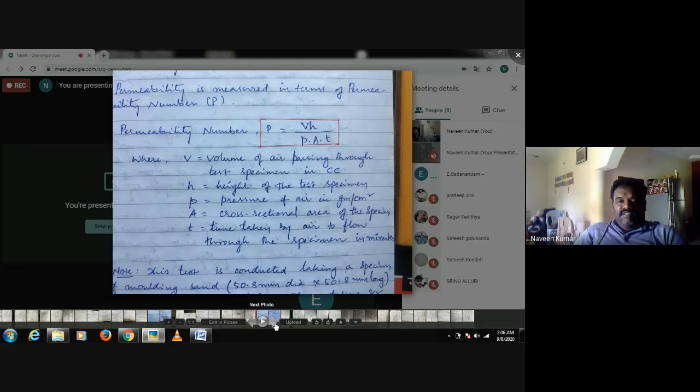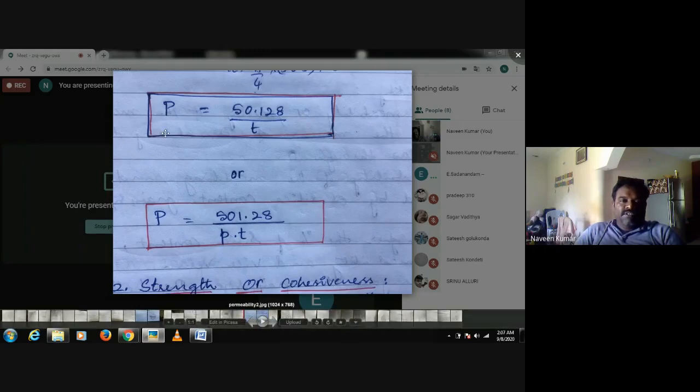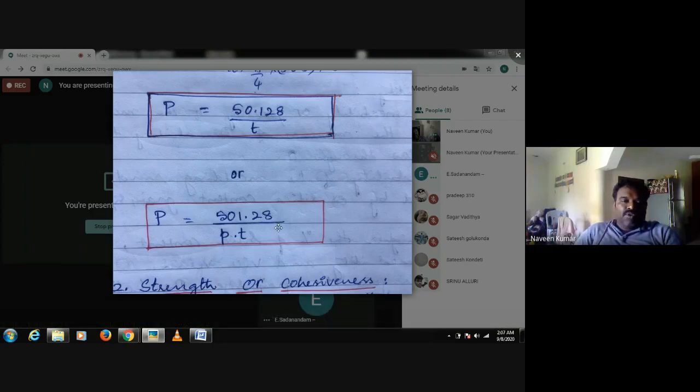We're done with this. Write down: permeability number can also be calculated using the following relations. Look at the screen. Please take down these two. Capital P is equal to 501.28 by PT.